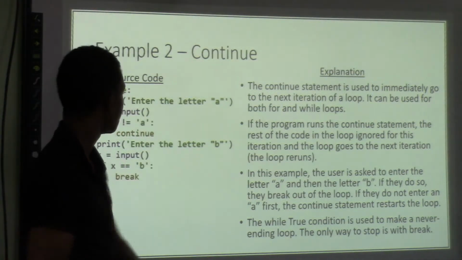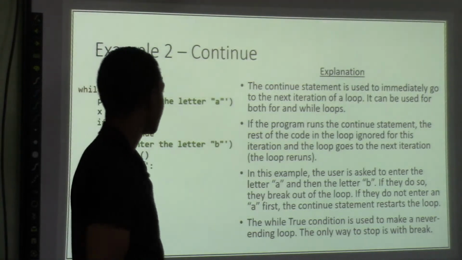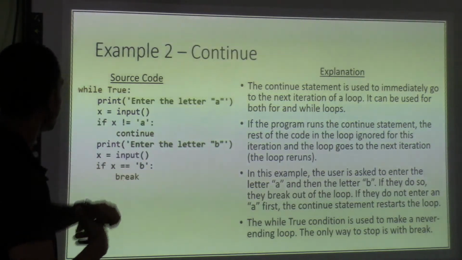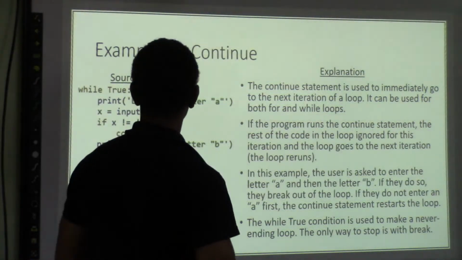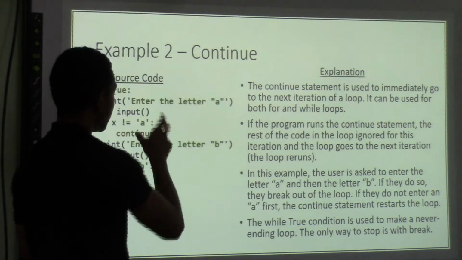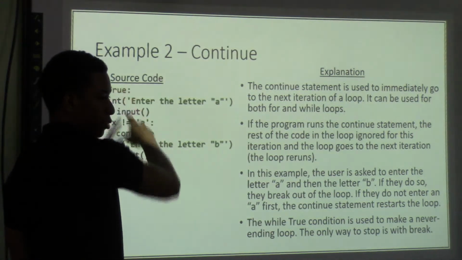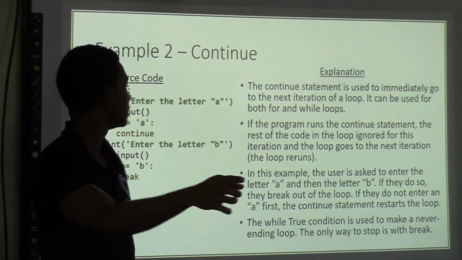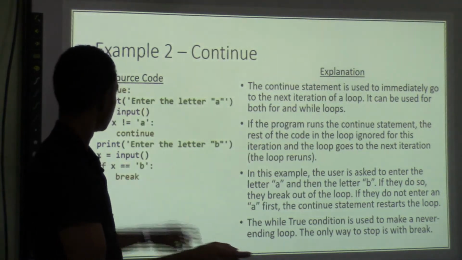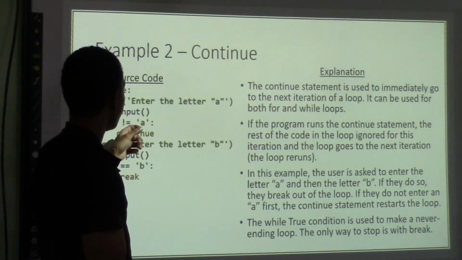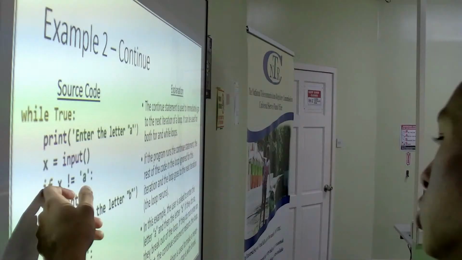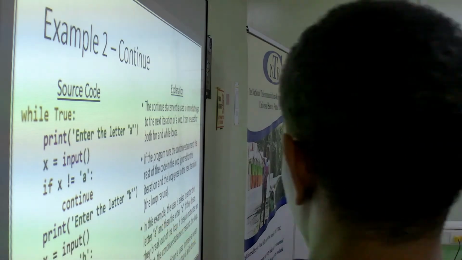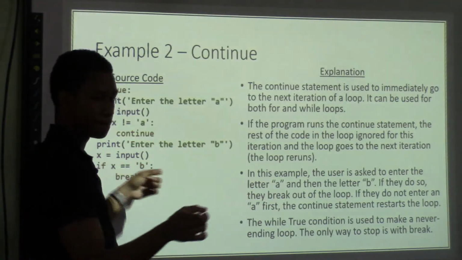So I'm going to say while True, then print, enter the letter A. I'm going to ask you to enter a variable x, and then I'm going to say if x does not equal A, we use the continue function, and we're going to go back to the top of our loop. Then I'm going to ask the user to enter A. So x equals A, right? So we're going to skip the continue, because this is not true. Then we're going to print, enter letter B.